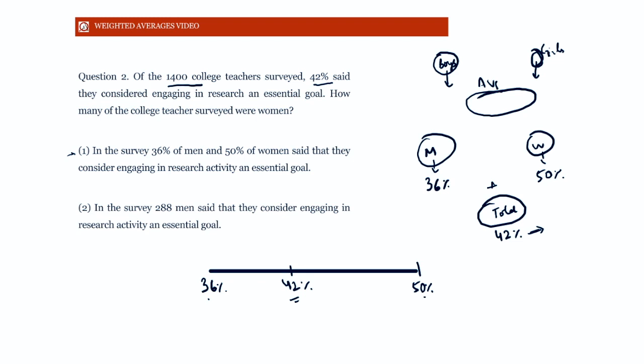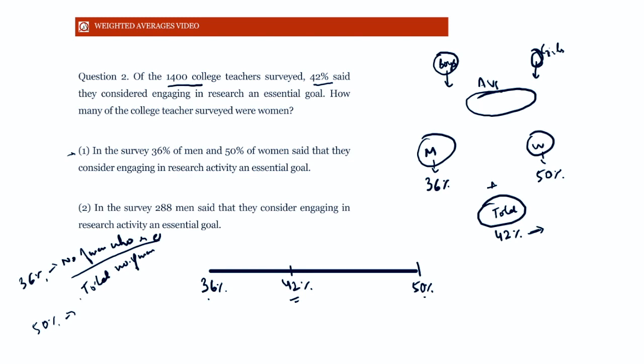Now, 36% of men consider engaging in research essential. So, what is my denominator over here? Now, how do I calculate my 36%? How do I get that? That is the number of men who consider research essential divided by the total number of men. And then how do I get my 50%? That is the number of women who consider research essential divided by the total number of women.